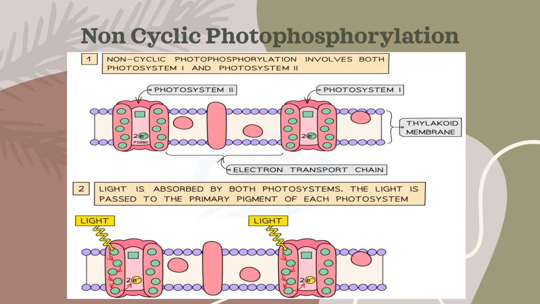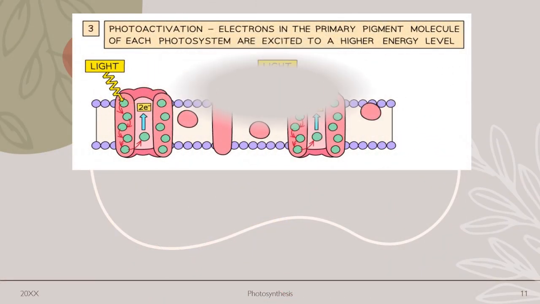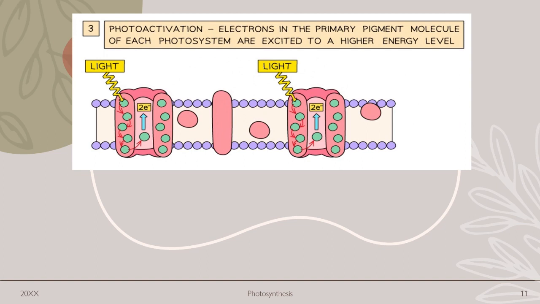In step 2, light is absorbed by both of the photosystems, and then this light is passed to the primary pigment of each photosystem. I told you that whenever light is absorbed by the accessory pigments, it is given to the primary pigment. Then, when the primary pigment absorbs this light, the electrons become excited.